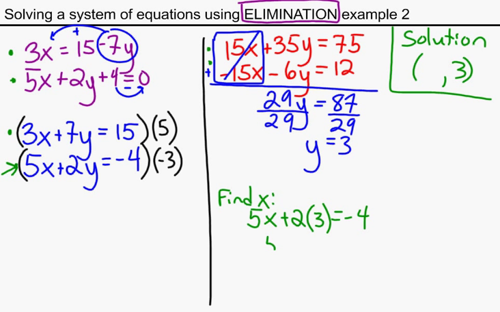So I do some simple algebra. I multiply 2 and 3 and get 6, and then I subtract the 6 from both sides. I get 5x equals negative 10, which in fact tells me that x equals negative 2. This fills out my solution set. Negative 2 comma 3 is the only ordered pair where these two lines happen to intersect.